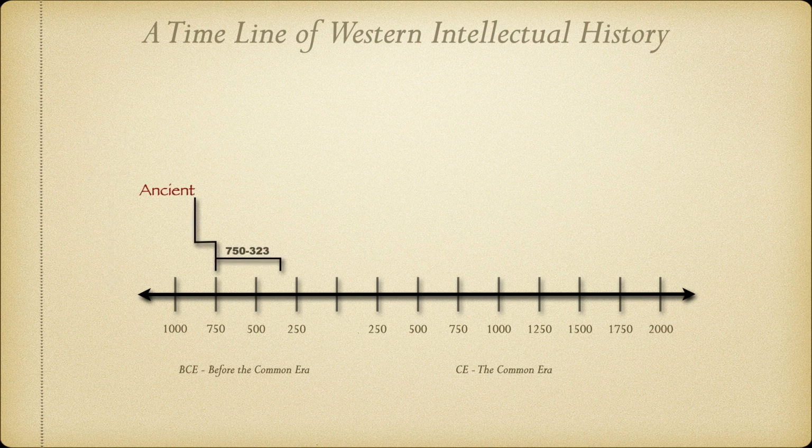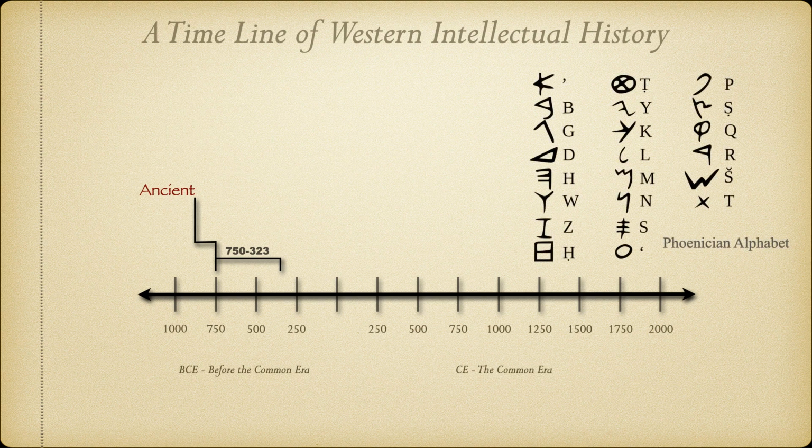We'll call this the Ancient Period, though, as we've seen, it's really quite recent compared to the whole of human history. Somewhere between 800 and 750 BCE, the Greeks borrowed the alphabetic system developed by the Phoenician civilization and began writing their most important mythic stories.